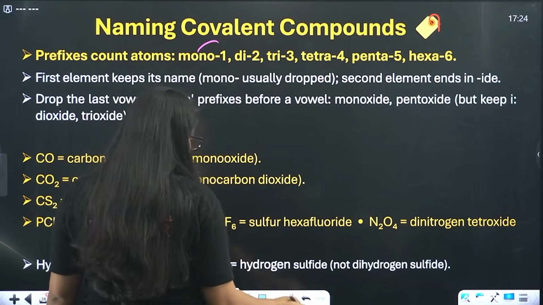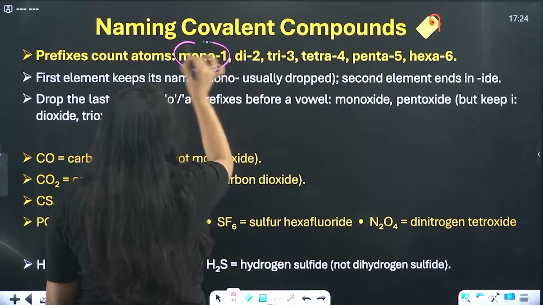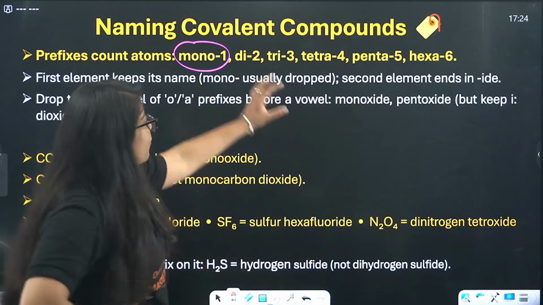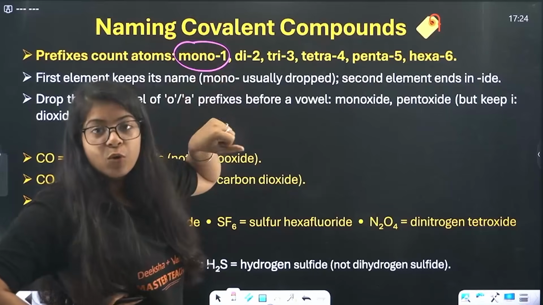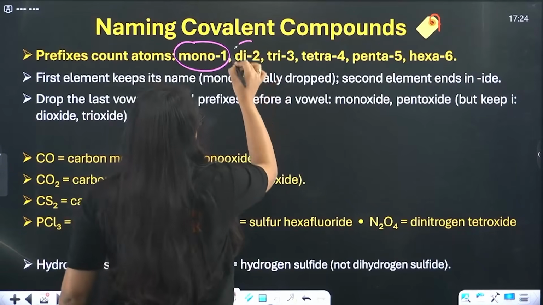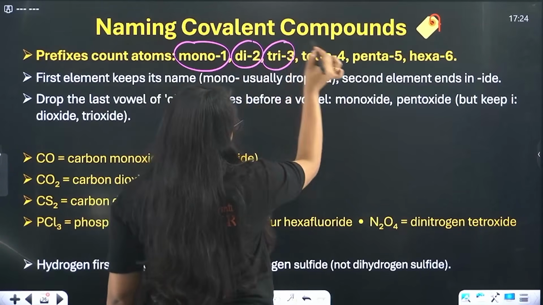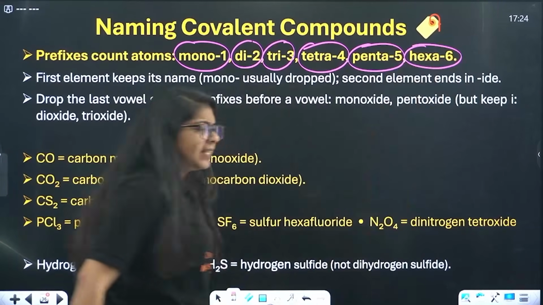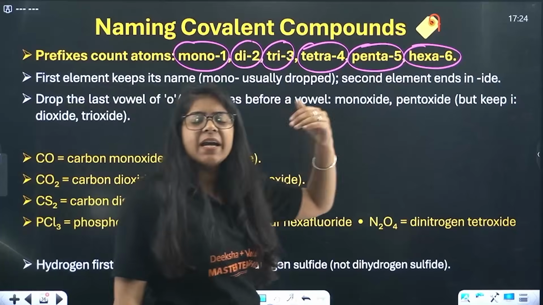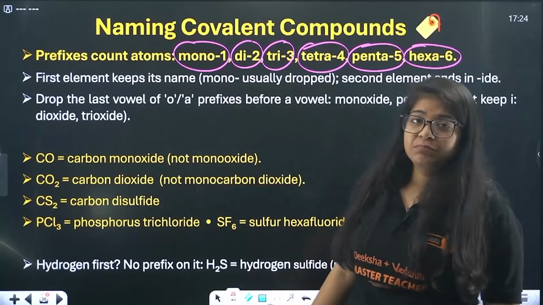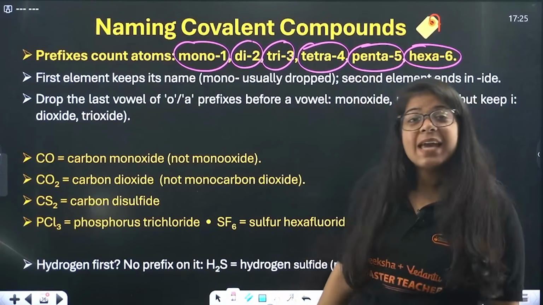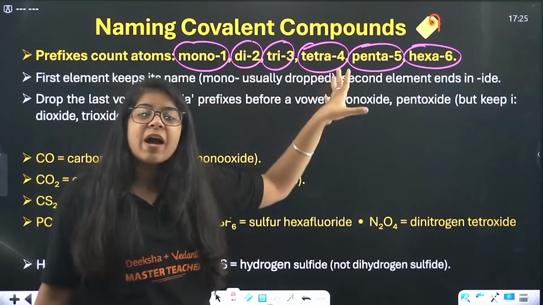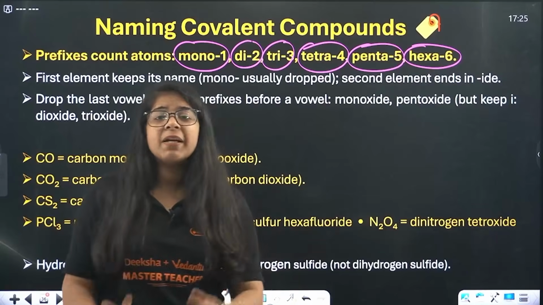Anywhere you have 1, that means 1 hydrogen, let me not name any element, but you will see. Wherever 1 element is there, we will write mono. Wherever 2 elements are there, we will write di, 3 tri, 4 tetra, 5 penta, and 6 hexa. These go on: 7 hepta, 8 octa, 9 nona, 10 deca, 11 undeca, 12 dodeca. So it goes on, but for now you have 6. Just remember till 6.